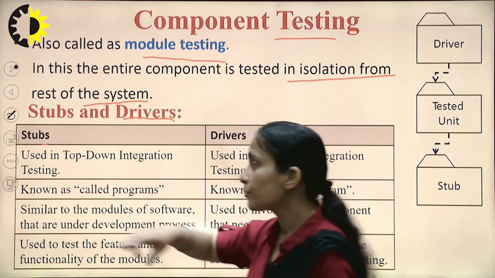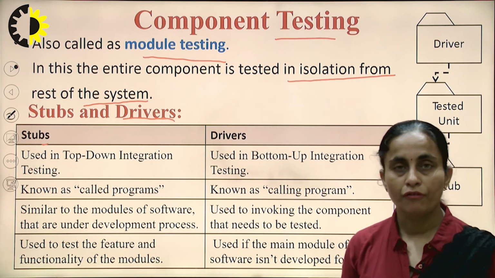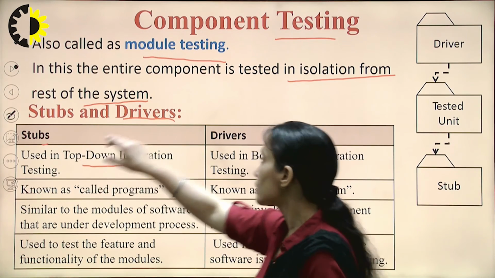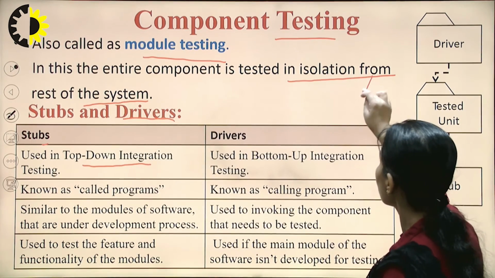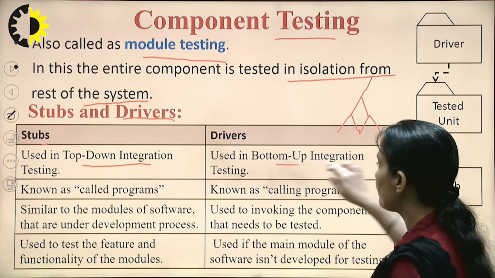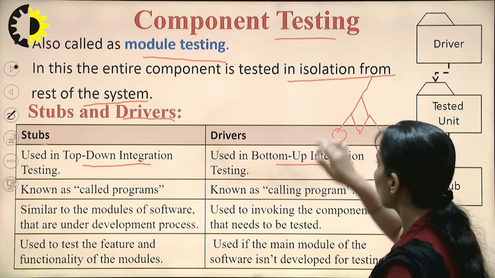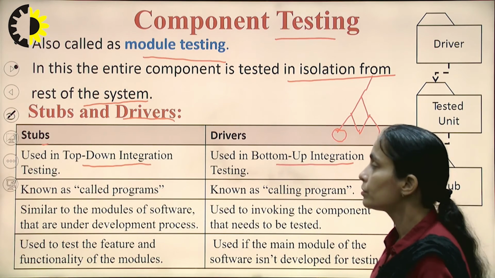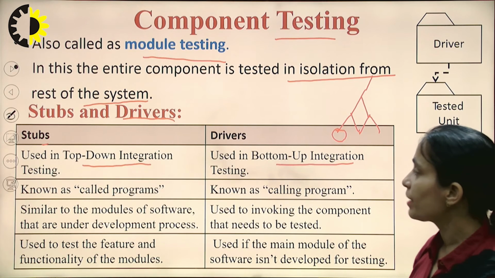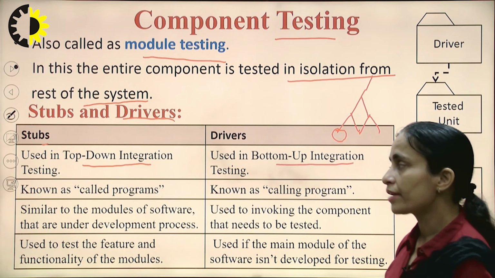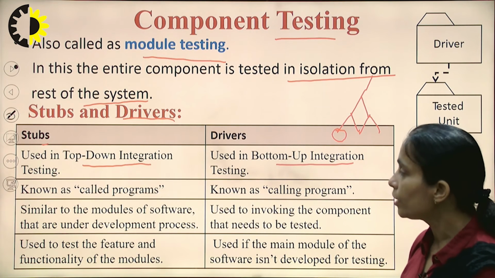Stubs: there are two approaches for performing integration testing. It can be top-down, starting from the top and coming down, and bottom-up is the reverse. I will be starting from the leaf and then moving towards the root. So, stubs are used in top-down integration testing, and stubs are actually called programs.